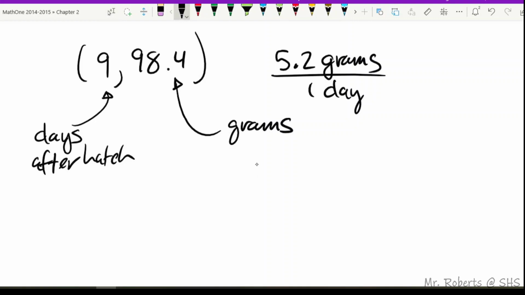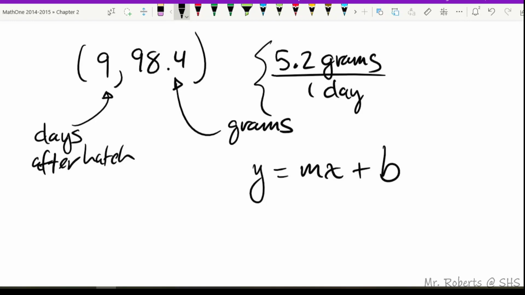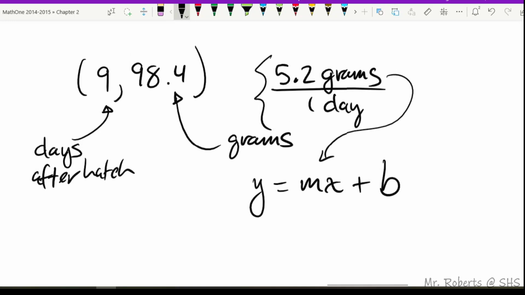If we're assuming linear growth, we're going to use a linear model, so I write y equals mx plus b. Looking at this closely, I definitely know my slope, the rate at which y is changing as x is changing: 5.2 grams per day. I also know a particular x and y value: on day 9, when x is 9, y was 98.4 grams. What's the equation that would model that situation?